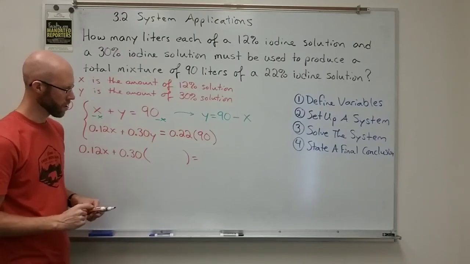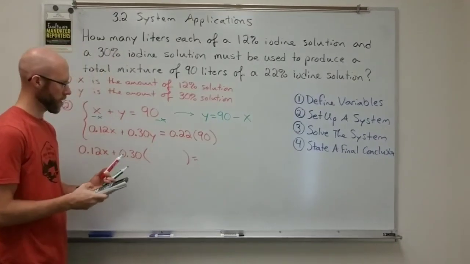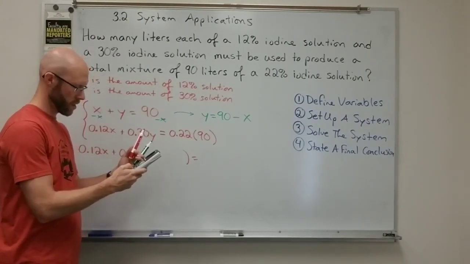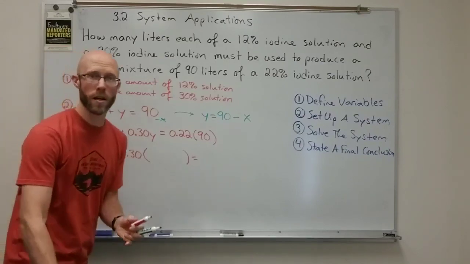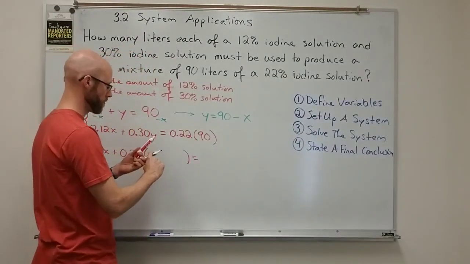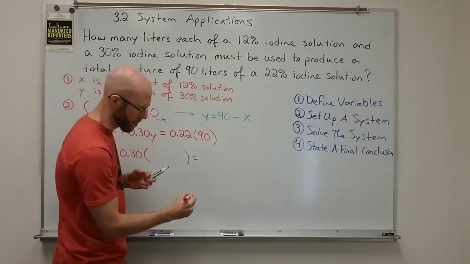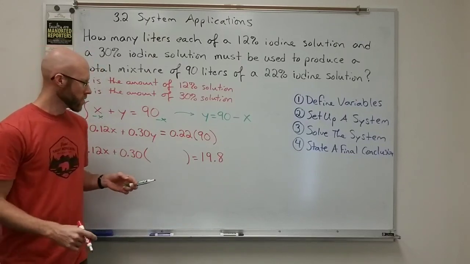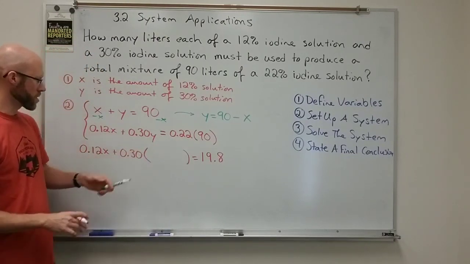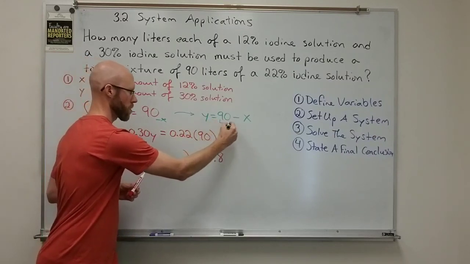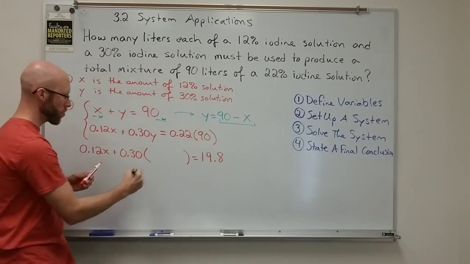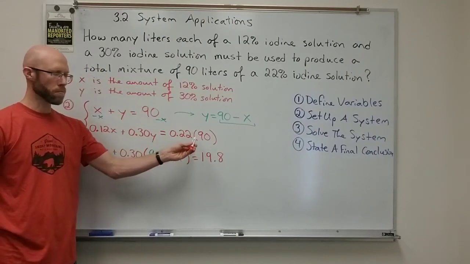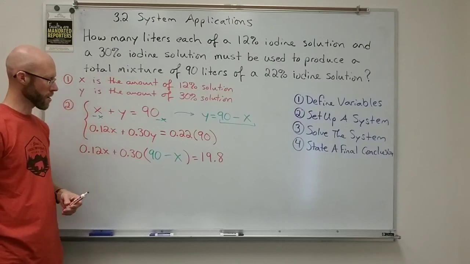What would that be? I don't know, 19.8 maybe? Let's see. 90 times 0.22. 19.8. Yeah, not too bad. 19.8. And so in the parentheses here, I'm going to take my new expression, 90 minus x, which is equal to y. And again, I just simplified the 22% of 90 over there on the other side.